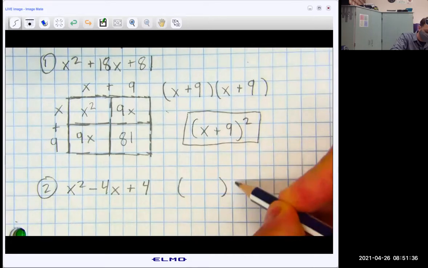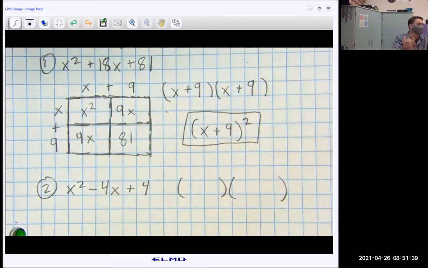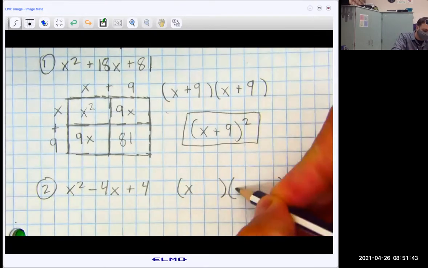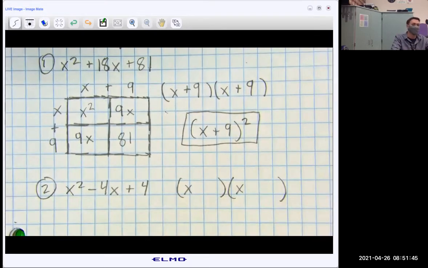Yep. And that's kind of the best thing to do, right? You want someplace to start. So make your parentheses, and you know there's two x's. And now we need to multiply to make 4, but add to make -4.